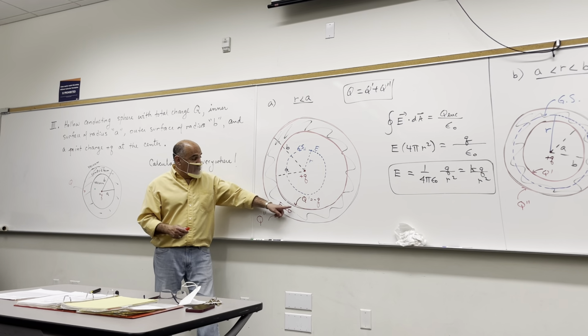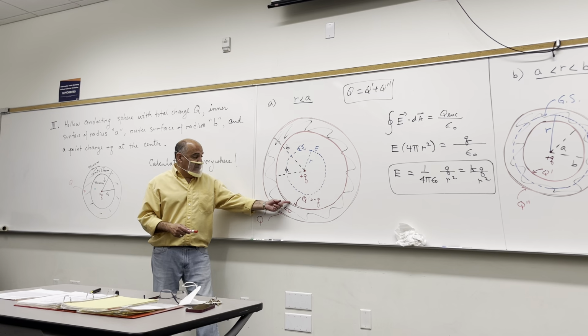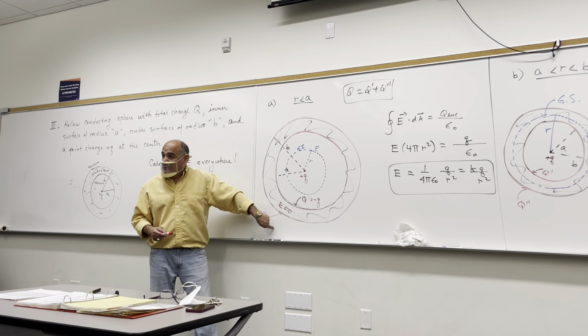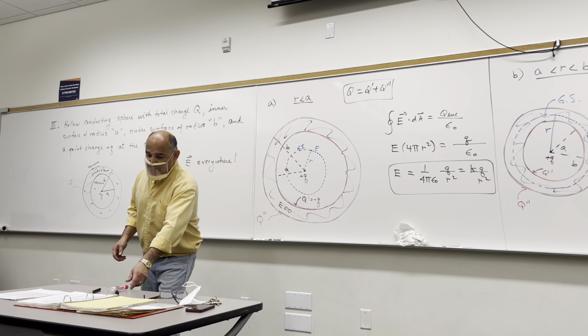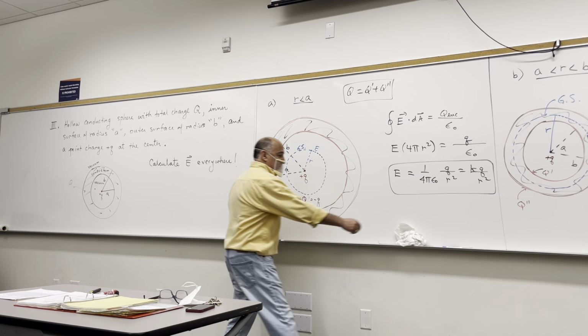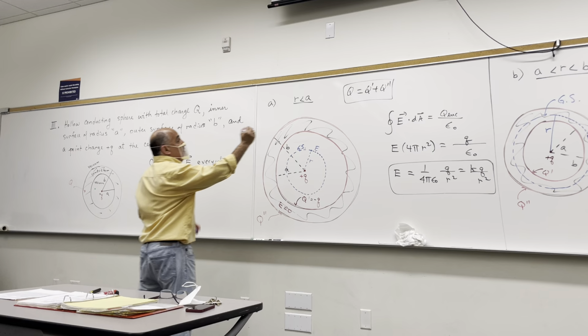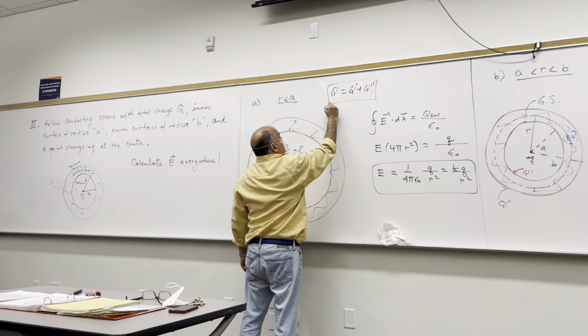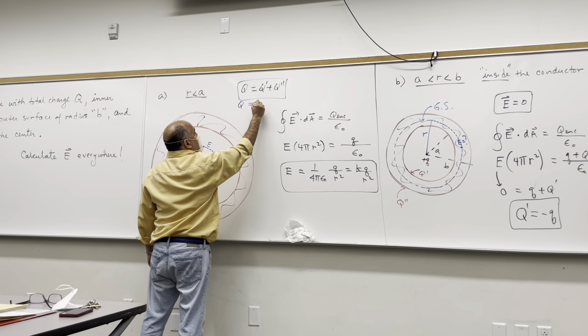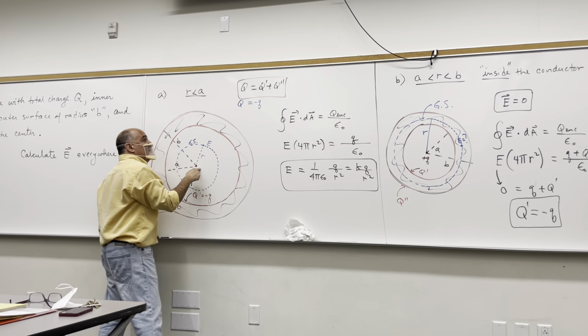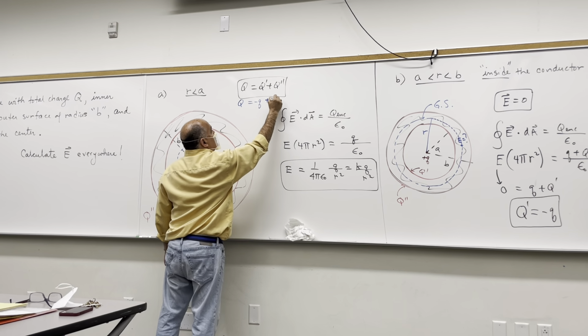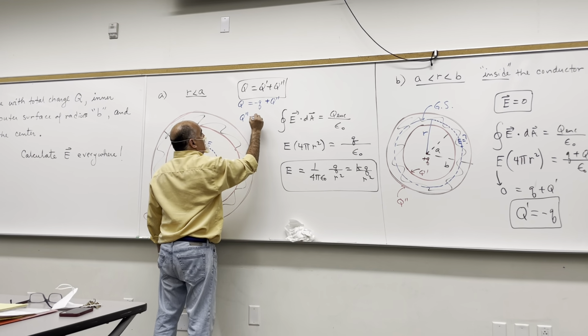Now that we know how much charge goes to the inner surface, how much charge is going to go to the outer surface? Q. Now we can figure out how much is going to go to the outer surface. Well, this is what we were given. Now we know that that's going to be the opposite of what was put at the center. So now we can get this.